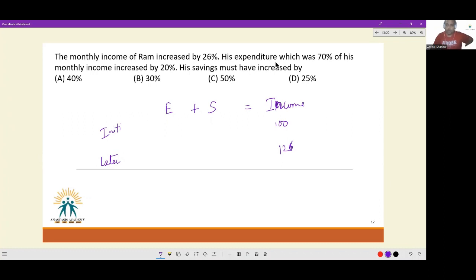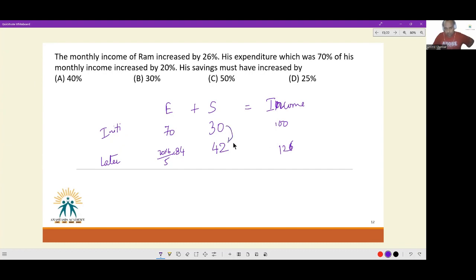No problem at all. His expenditure, previously it was 70%, has increased by 20%. An increase of 20% implies it has become 6 by 5 of the original. So 70 into 6 by 5 is equal to 84. His new expenditure is 84. His savings must have increased by. Savings in the first case, 70 plus something gives me 100. So savings initially will be 30. And new savings will now be how much? 42. His new savings now will be 42.